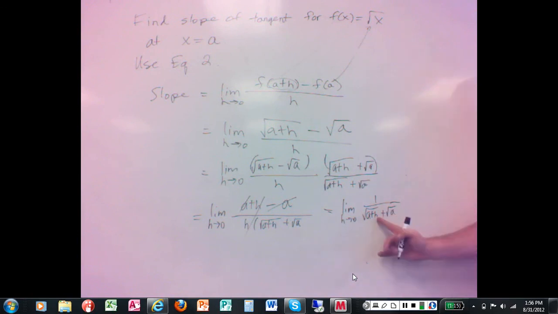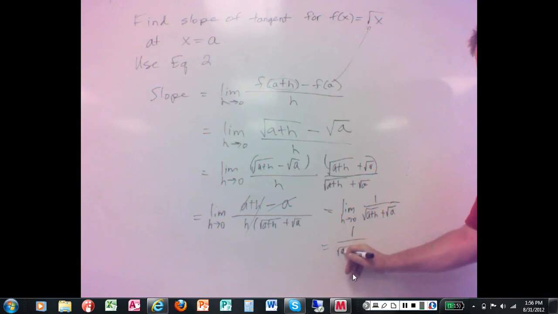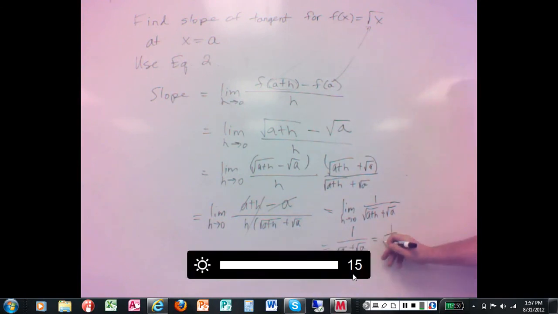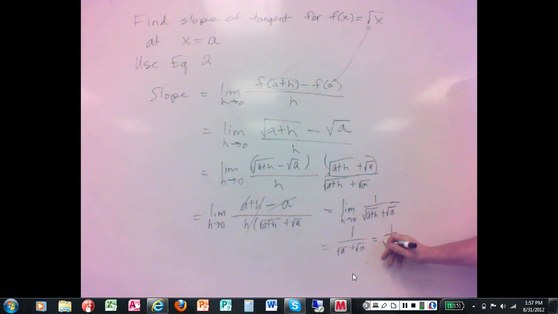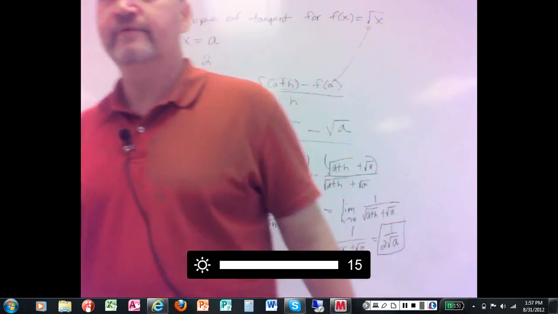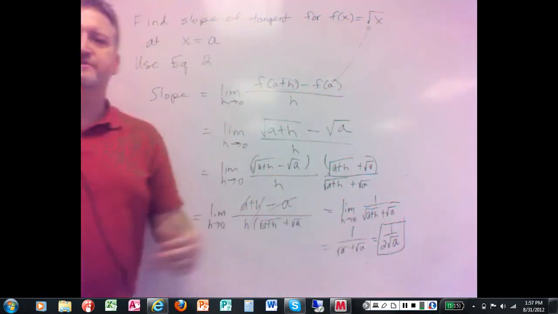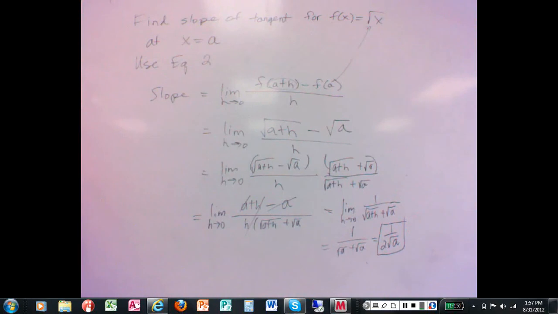H is going to 0, so what happens to this limit? The limit becomes 1 over the square root of a plus square root of a, doesn't it? Because h is going to 0. Well, that's 1 over 2 square root of a. Yeah. If you're just doing it in general, most of the time, your answers are going to come out looking like this, where you have some expressions with a in it, something like that.